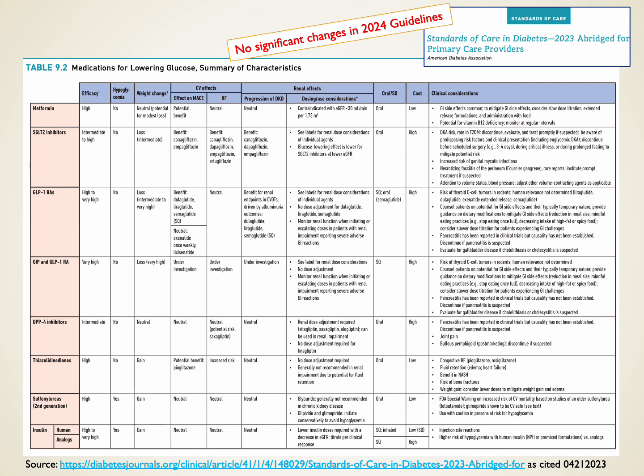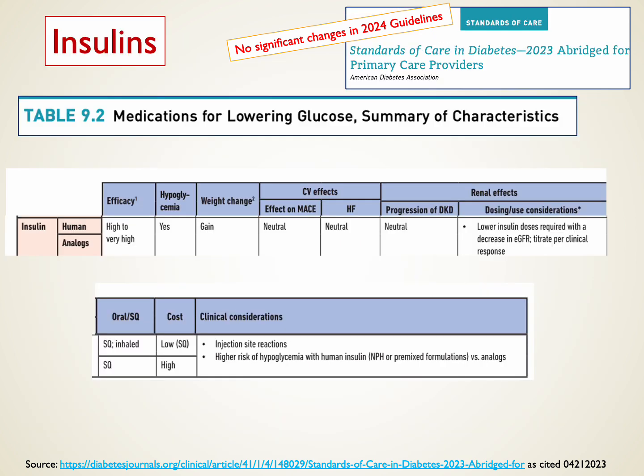If you spend some time with these tables and then understand the content that's on these tables, you will have grasped the major factors you as a clinician really need to know about each of these categories of drugs. So let's start first with insulin.